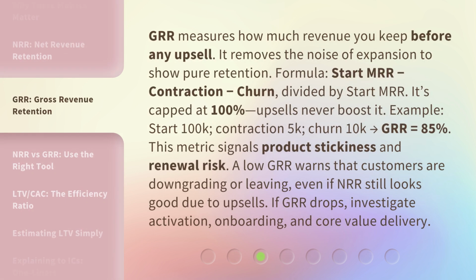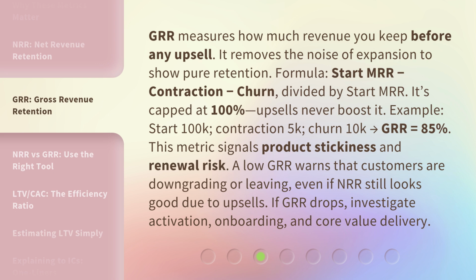GRR measures how much revenue you keep before any upsell. It removes the noise of expansion to show pure retention. Formula: start MRR minus contraction minus churn divided by start MRR. It's capped at 100%. Upsells never boost it. Example: start 100K, contraction 5K, churn 10K → GRR equals 85%.